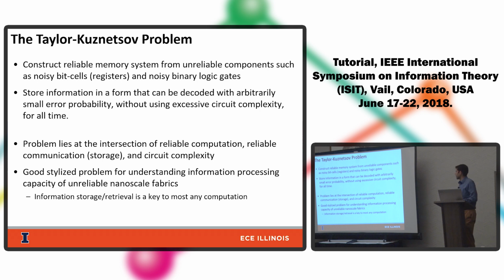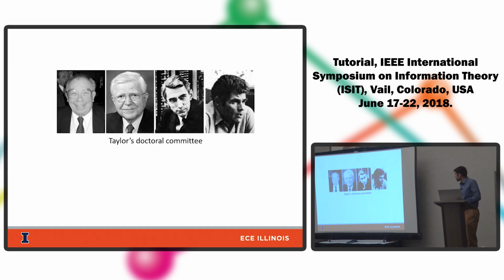I would argue it's a good stylized problem for understanding information processing in unreliable nanoscale fabrics in general. Storage and retrieval is key to most any computation. This is work that goes back to Michael Taylor in the 1960s and also Kuznetsov. In fact, Taylor was a student at MIT. He had a pretty illustrious doctoral committee: Bob Fano, Bob Gallager, Claude Shannon, and Peter Elias. So pretty much if you needed to know something about computing or communications or coding theory, these were the guys to talk to.